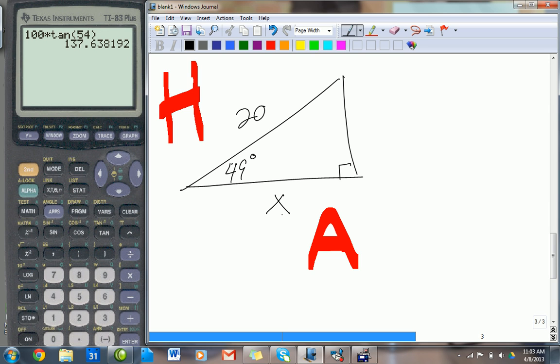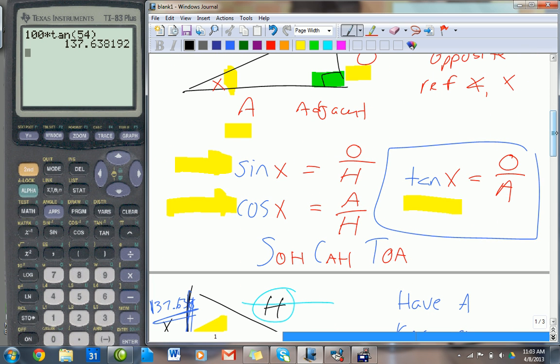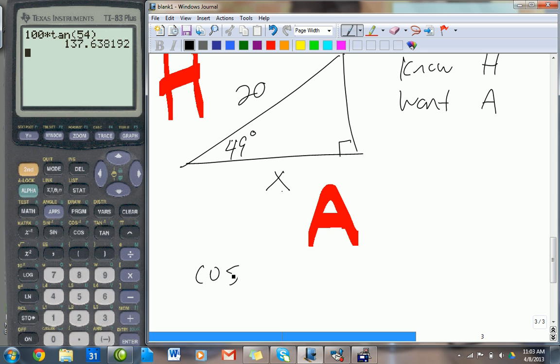For this problem, I don't really care about this side. I know it's a right triangle, I have my angle, and I know the hypotenuse. I want the adjacent. So which of the three relationships will I use? Well, the one that has an A and an H in it, the cosine, because I have the A and the H. So I am going to use the cosine of that angle is equal to the ratio of the adjacent over hypotenuse. That's the Cah part of SohCahToa.